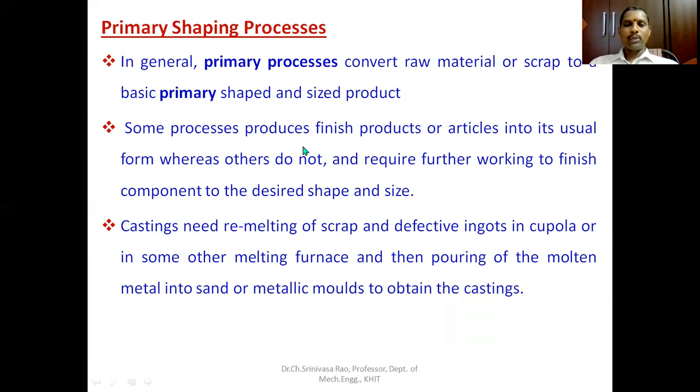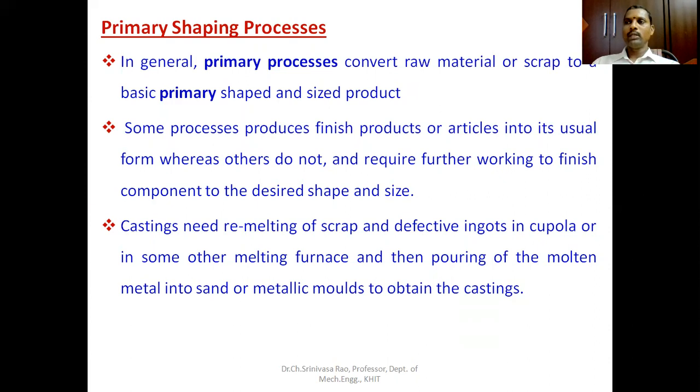Some processes may produce finished products or articles in useful form, whereas others may not produce final products. These semi-finished products can be finished by other secondary manufacturing processes like machining or welding. Now, you have discussed that a gas pipeline cannot be produced by entire casting. The entire gas pipeline cannot be produced by the casting process.